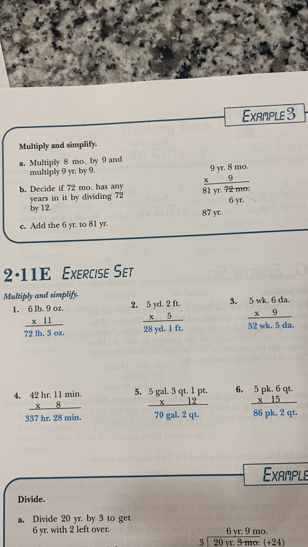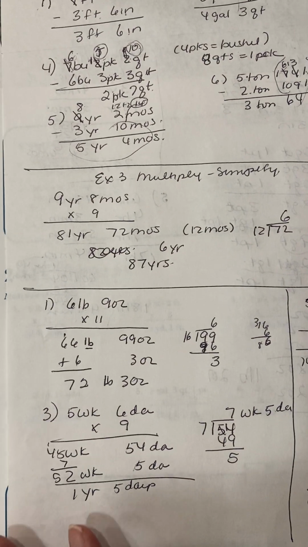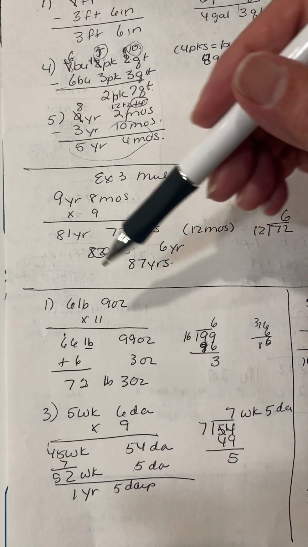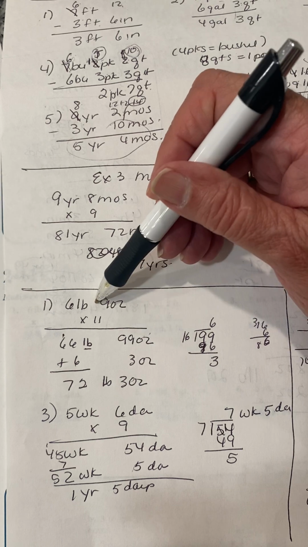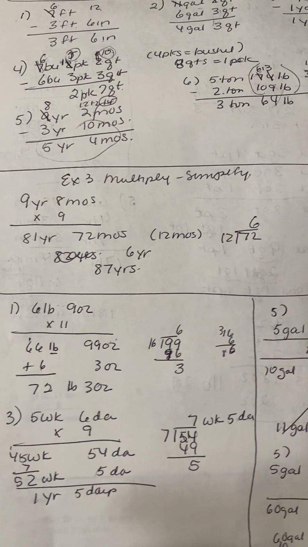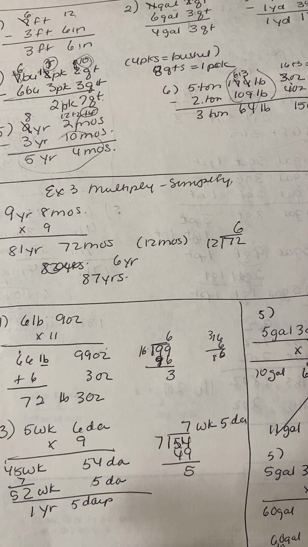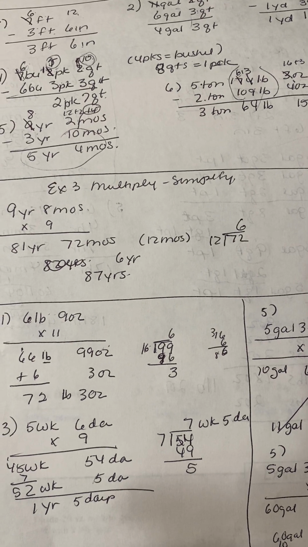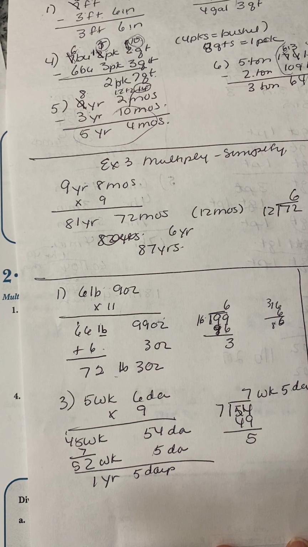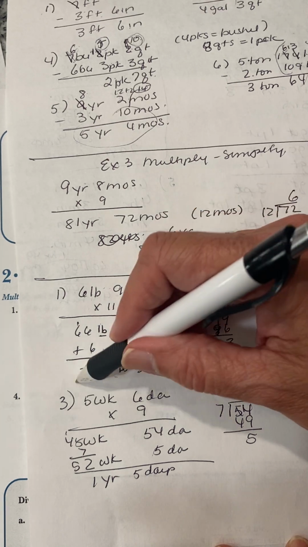Okay, let's see. I'll do a couple of these just to show you how to do them. So 6 pounds, 9 ounces times 11. You multiply to get 99 ounces and 66 pounds. There are 16 ounces in a pound, so I divided the 99 by 16, and I got 6. So we plus 66 plus 6 equals 72 pounds, with 3 ounces left over as the remainder. So you have 72 pounds and 3 ounces.